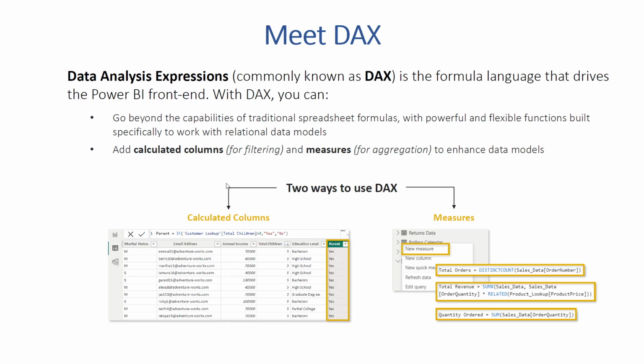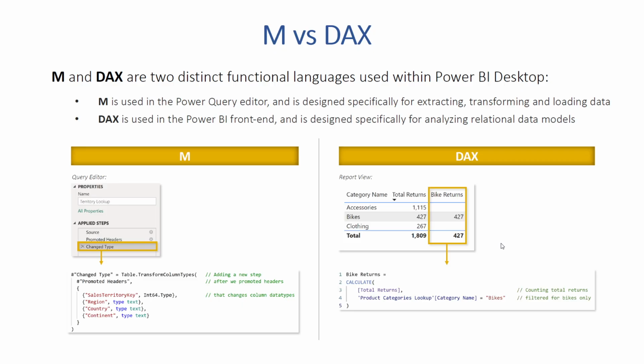So there are two ways to use DAX. One is the calculated column, and one is the measure. A calculated column looks like this, and a measure is a formula that looks like this. Let's try to understand more deeply.